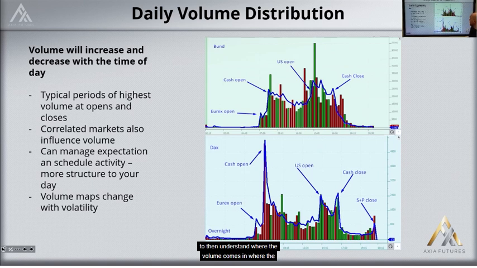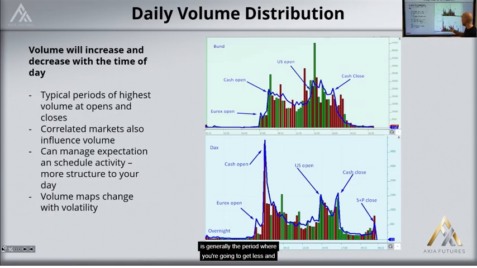So you need to understand where the volume comes in, where the influence on volume is as well, because there are correlated markets out there, particularly if you're looking at European and US markets. If you're looking at the S&P, for example, you will still see a pickup in volume as the European equities open, even though you're not in the main session in the S&P. So you need this understanding. This period here is 8 a.m. UK time, and then we fall off into lunchtime.